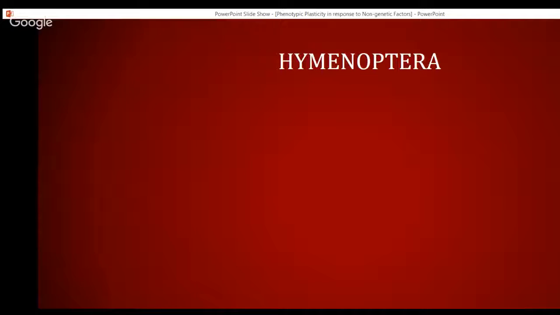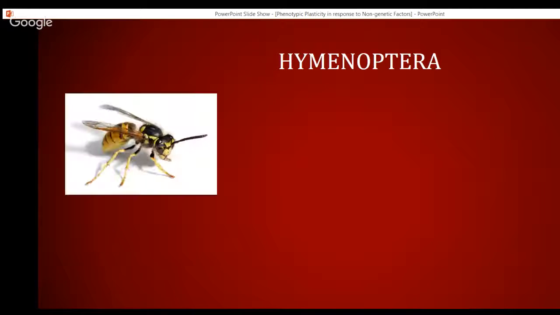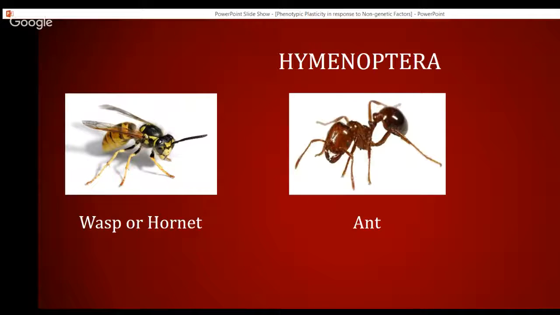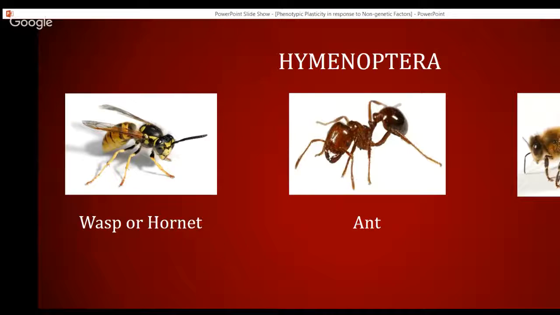So first, we need to define a few terms. The first of these is Hymenoptera. Now, Hymenopterans are a group of insects. It's the order of insects, and it includes some that you'll be familiar with, such as this one, which is a wasp or a hornet. It also includes the ants and the bees. So if you see a wasp, an ant, or a bee, you know you're looking at a Hymenopteran. And they're grouped because of similarities in their structure and where they evolved from.